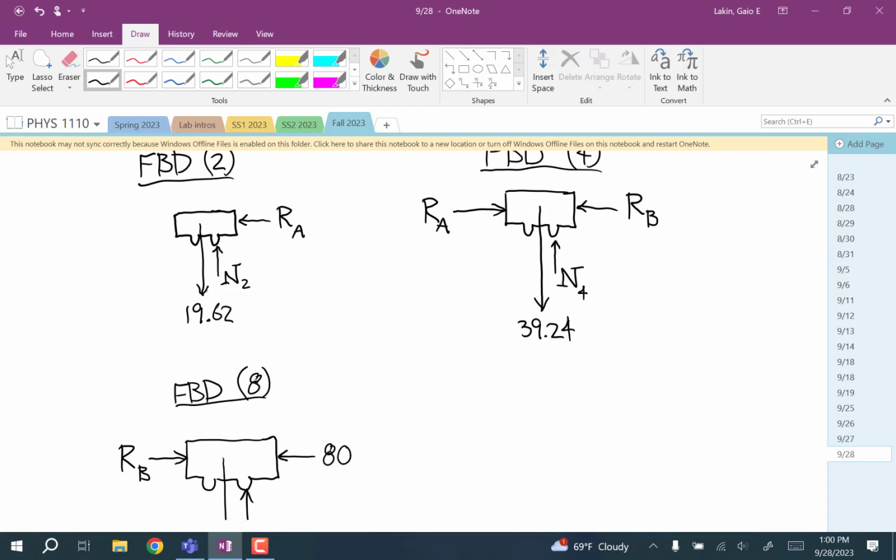And this is where the day class is right now. So let's stop here, and then we'll get into pulling forces and friction forces on Tuesday. Okay, bye.